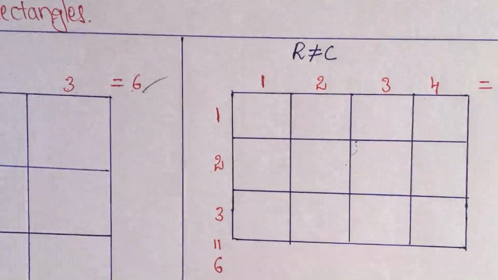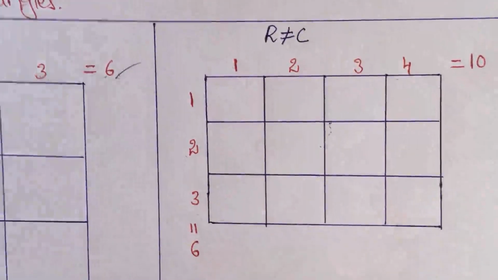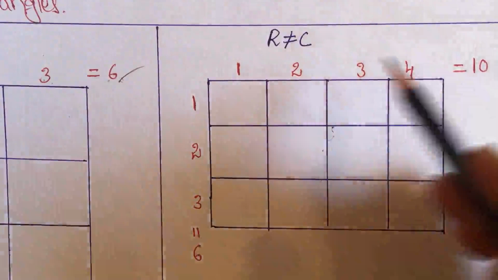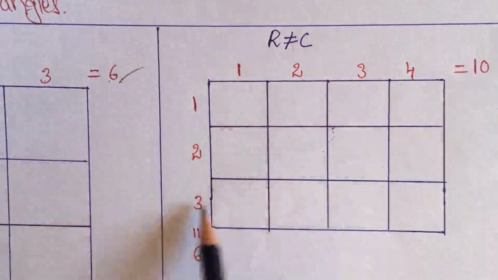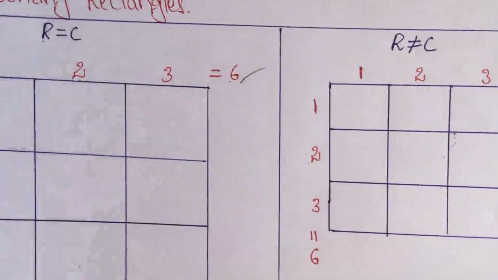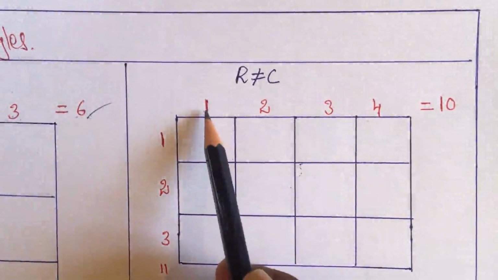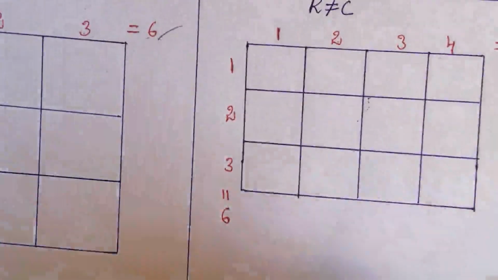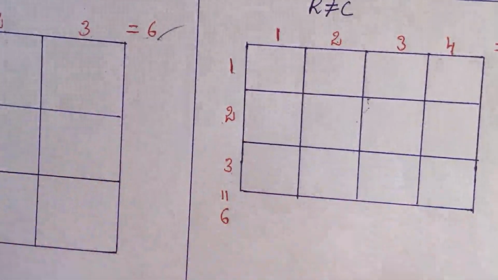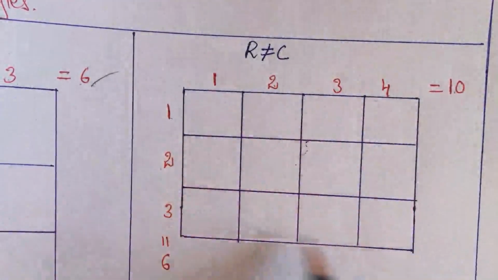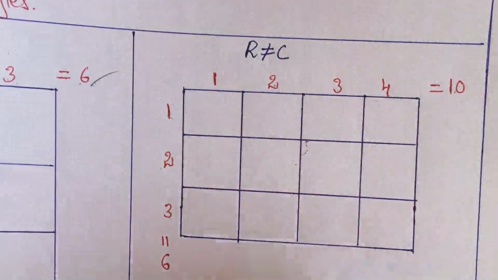Whenever the number of rows is not equal to the number of columns, let us take 4 columns, 1, 2, 3, 4, and 3 rows, 1, 2, 3. In any case, the procedure is the same as the previous one. We add all the digits: 1 plus 2 plus 3 plus 4, which is equal to 10. And here also 1 plus 2 plus 3, which is equal to 6. The final step is the same: 10 into 6 is equal to 60 rectangles in this particular figure.